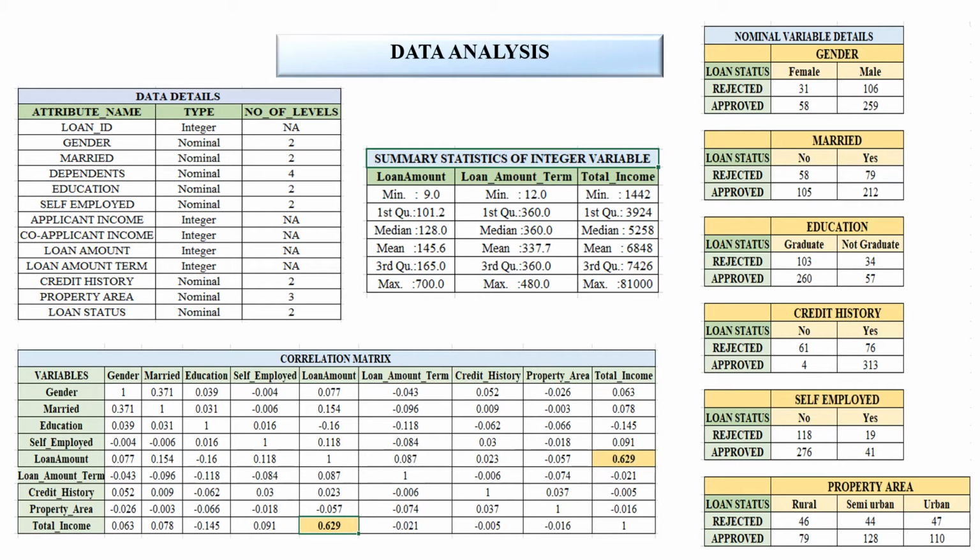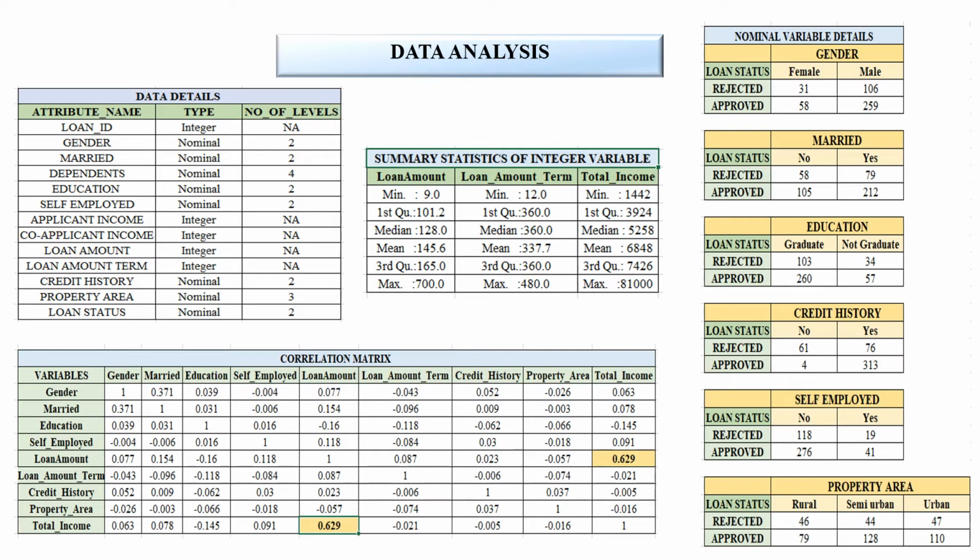Let's now discuss the nominal variables. The frequency table of nominal variables is shown on the right hand side. We can see that more loans are approved for males. The number of approved loans is less than twice the number of rejected loans in the case of females. But in the case of males, the number of approved loan requests is almost 2.5 times the rejected loans. Similarly, for married applicants, the number of approved loan requests is more than 2.5 times the rejected loan requests. But the same for unmarried applicants is less than 2.